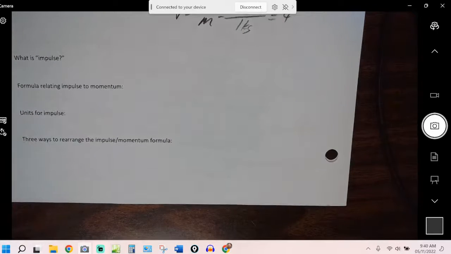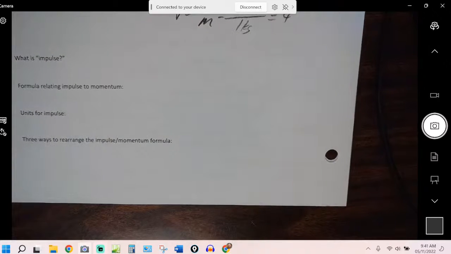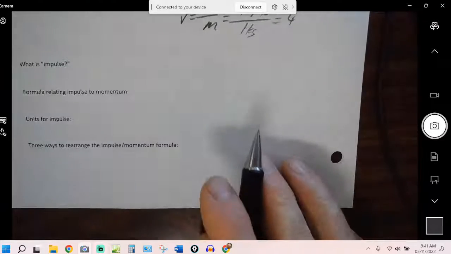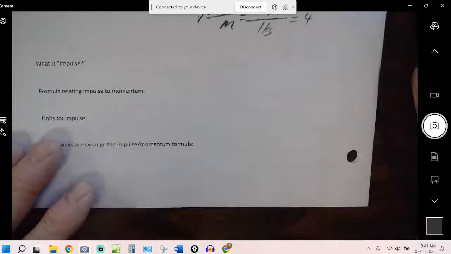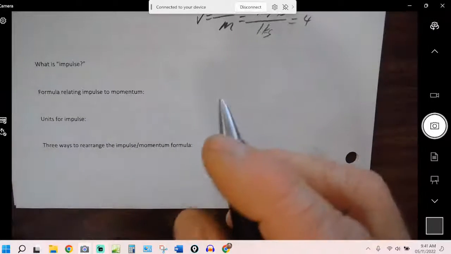Telling the other class that when I was in high school, I took physics, we didn't do impulse. It's actually a really useful concept. You can get through life without it. You can do all the physics you need to just using momentum, but impulse makes it easier.